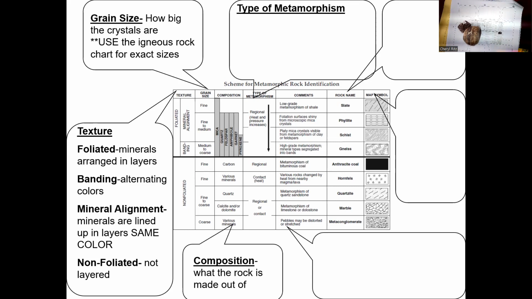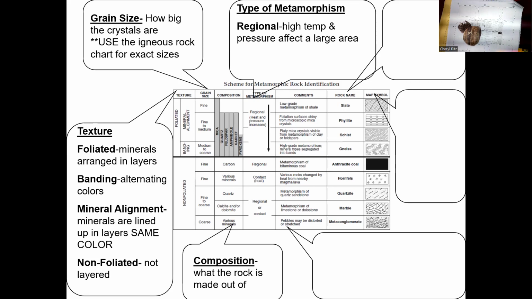Types of metamorphism. You can see that there's only two different types: regional and contact. What do you think regional means? In a region, the whole area. So for regional metamorphism, it affects a whole region, like the entire area. High temperature and pressures affect a large area.